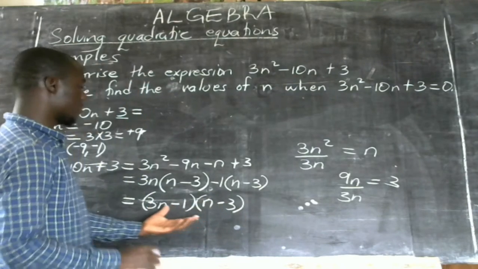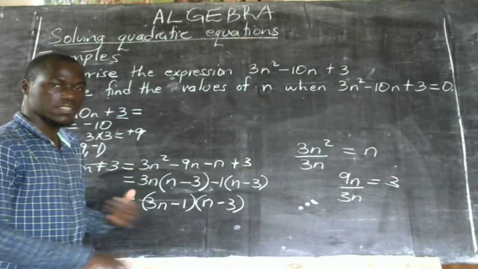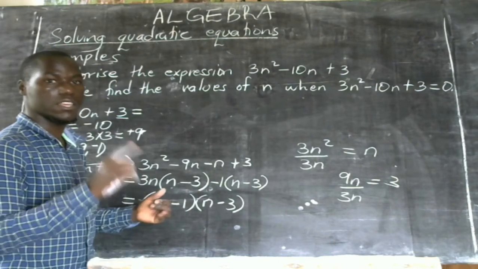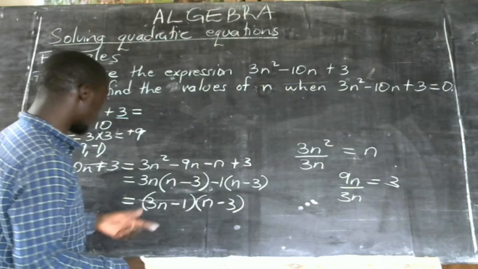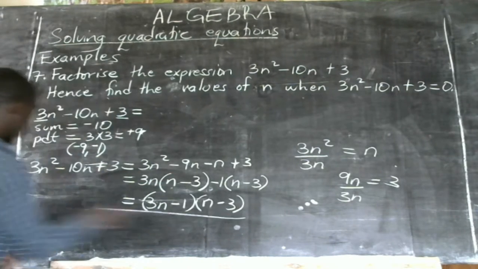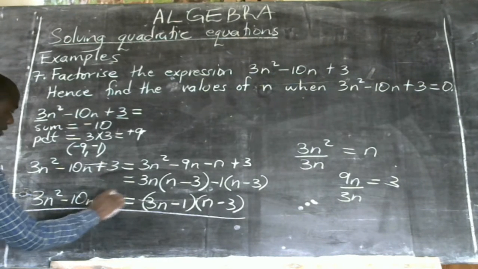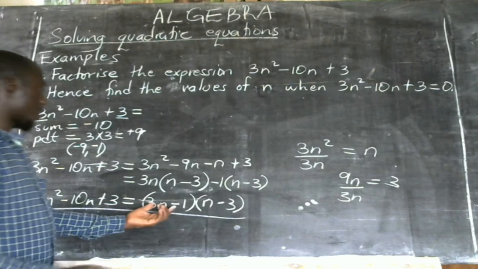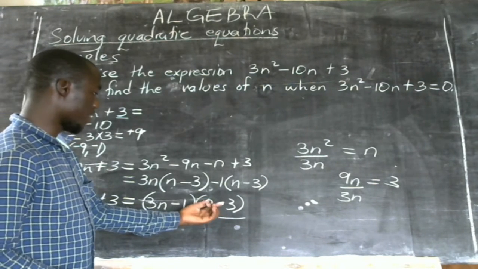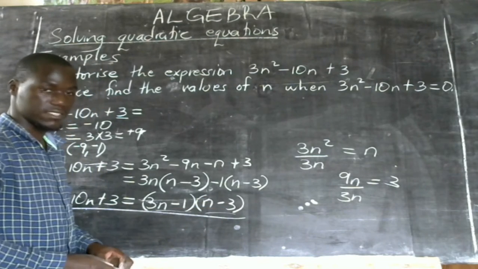I'm now here just speeding because we did this so many times. That is factorizing the expressions alone; then also solving quadratic equations, we have been using the same thing. So the whole of 3n squared minus 10n plus 3 is now 3n minus 1 into n minus 3. Mostly these ones we can call them factors.